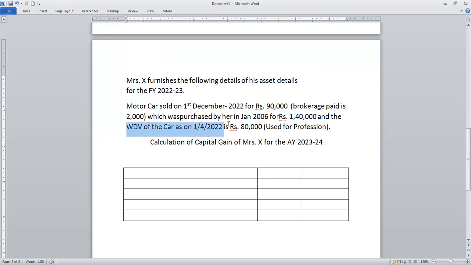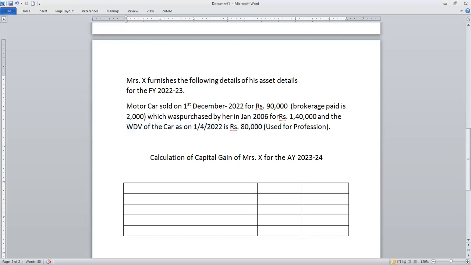So this is the important line, the data we need for calculating the capital gain of depreciable asset. Okay, now we are going to do the solution. The heading is calculation of capital gain of Mrs. X for the assessment year 23-24.